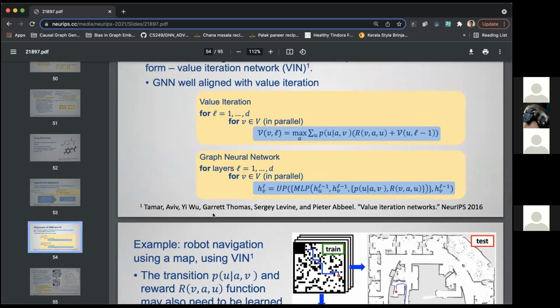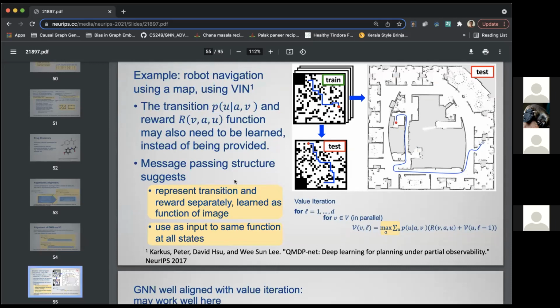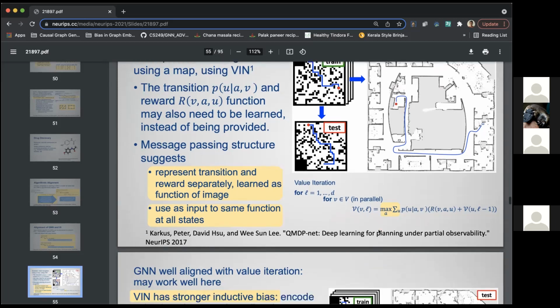One comment to be made about this is that if we have robot navigation using a map, then the transition probabilities and reward functions may also need to be learned instead of being provided. So the message passing structure suggests that we represent the transition and reward separately, and use them as input to the same function at all states. So we're learning this R and these probabilities independently of each other, and then this serves as an input to all the updates at every single state.